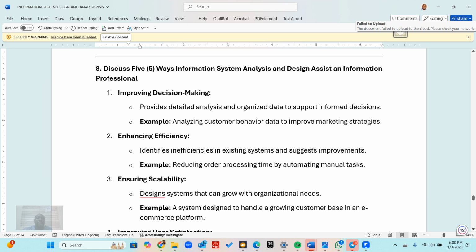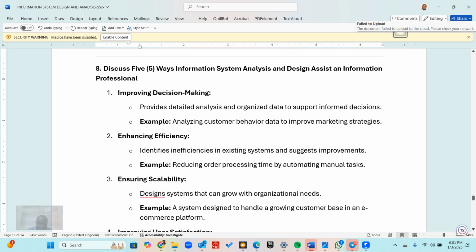Going down here, we have: discuss five ways information system analysis and design assist an information professional. First, improve decision making: detailed analysis and organized data to support informed decisions. Analyzing customers' behavior will improve market strategies. Second, enhancing efficiency: it identifies inefficiencies in existing systems and suggests improvements.